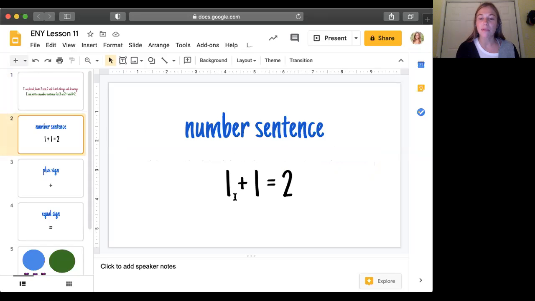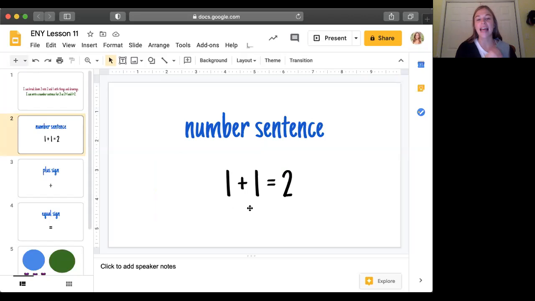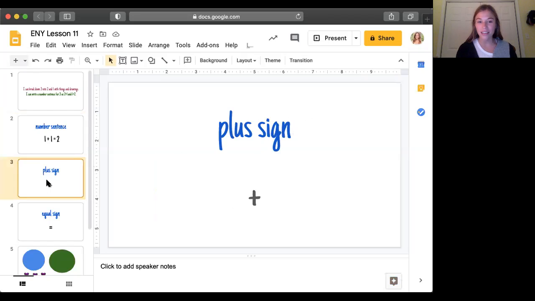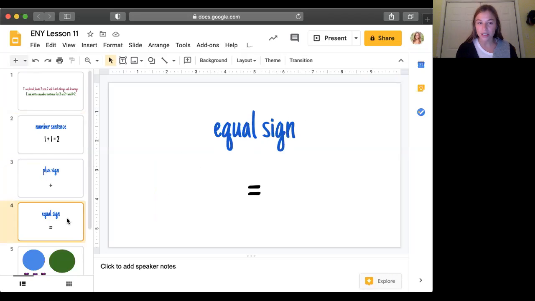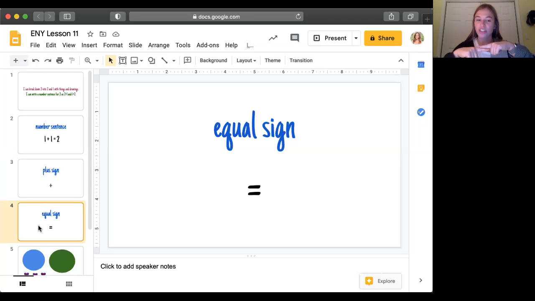So I have this example of a number sentence. We see a 1 and a 2. We read our number sentence like this: 1 plus 1 equals 2. In our number sentence, there is a plus sign and an equal sign. Our plus sign looks like a little small t, and our equal sign is just 2 lines on top of each other.